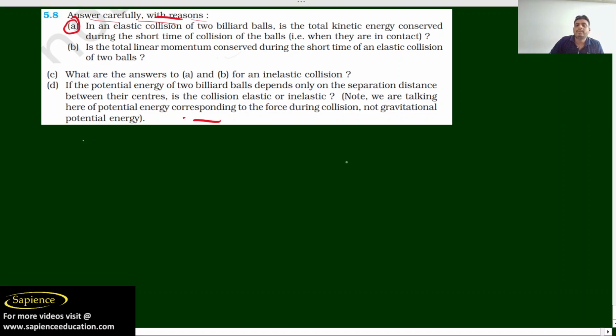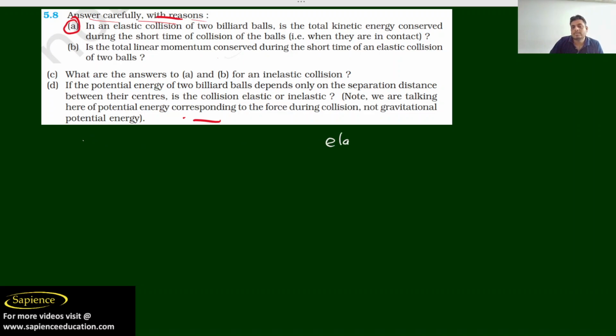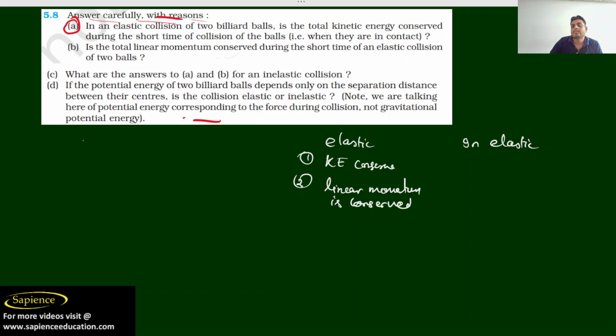we need to understand elastic and inelastic collisions. In an elastic collision, kinetic energy is conserved and linear momentum is conserved.